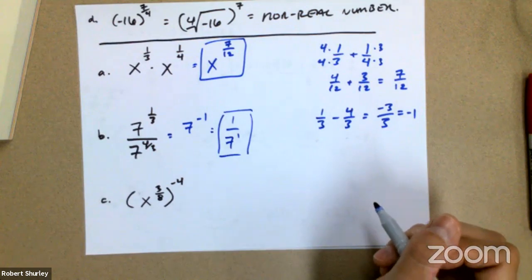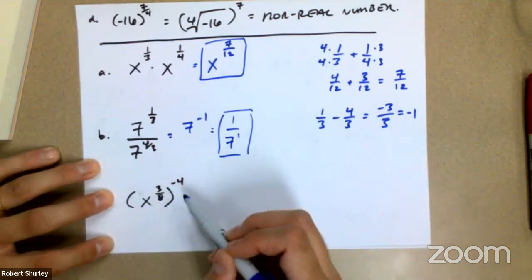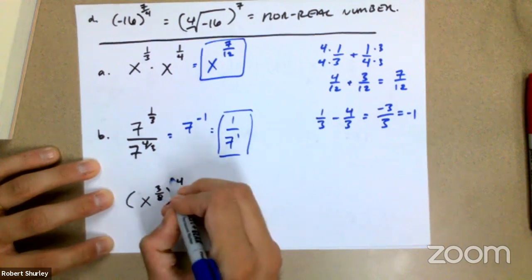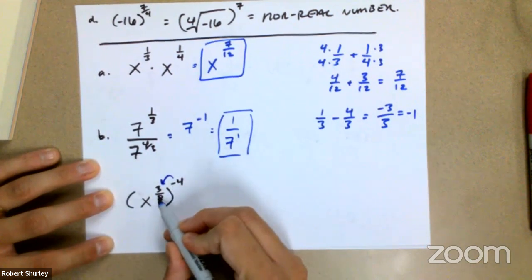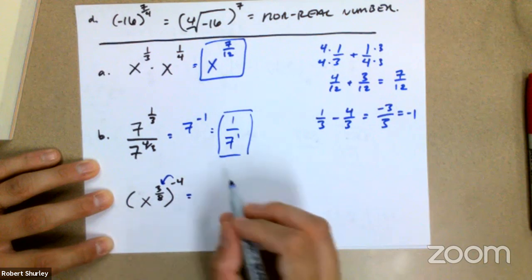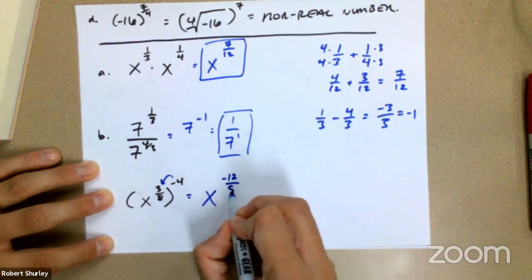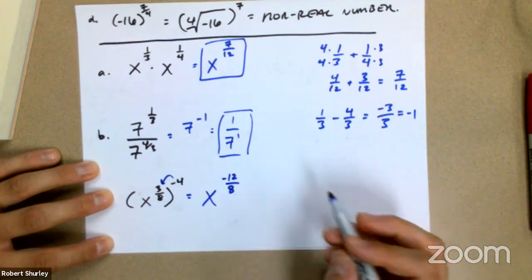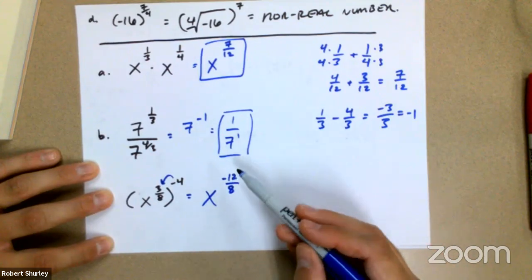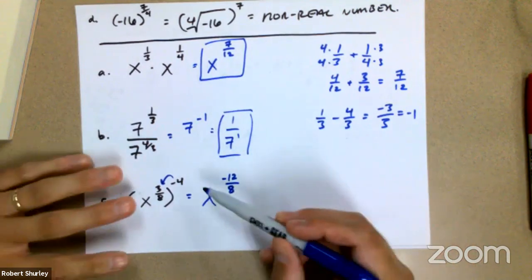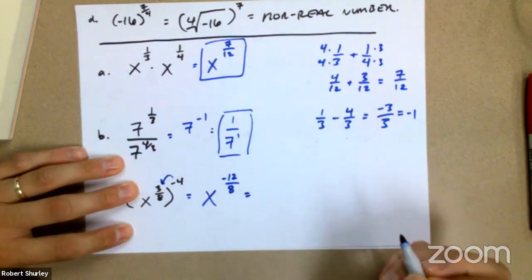Okay. And then lastly, remember, if we raise an exponent to another exponent, we multiply. An integer times a fraction, you just multiply the tops. So we wind up with x to the -12 over 8. Now I'm going to simplify the fraction first because it's going to bother me if I wait to do it till the end. And then I'll move it down to the denominator.